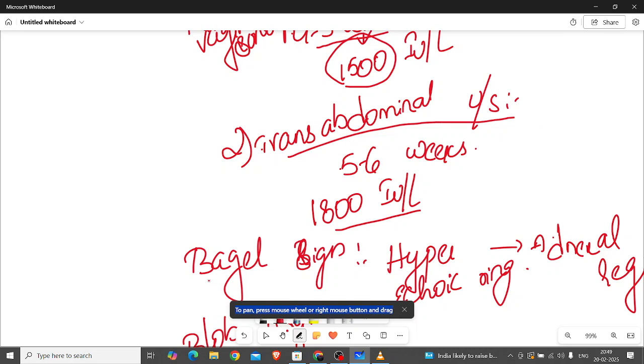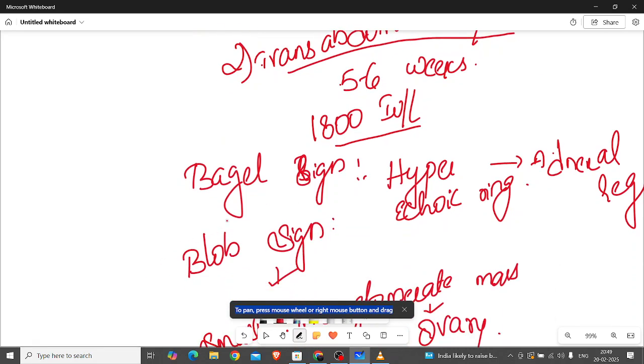And some more signs will be observed, that is the bagel sign and the blob sign. In case of the bagel sign, what can be observed? Here a hyperechoic ring will be observed at the adnexal region. This is observed around the gestational sac. This hyperechoic ring observed around the gestational sac is the bagel sign.